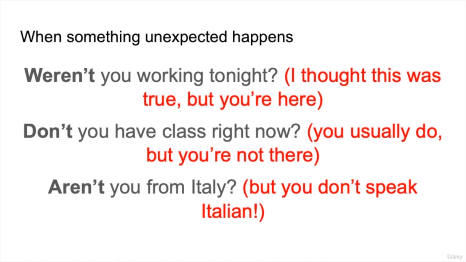Don't you have class right now? You usually have class, but you're not there. You're here. So this is unexpected. Aren't you from Italy? So it's unexpected that you don't speak Italian. So you don't speak Italian, but aren't you from Italy? That's surprising or unexpected.